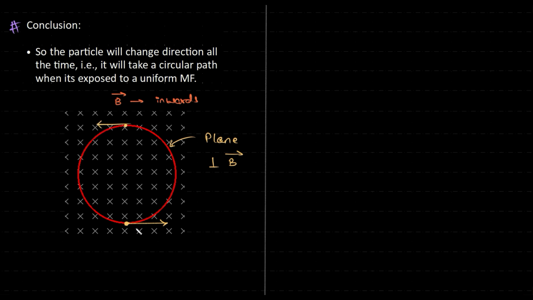So let's think about it. What happens over here? We have a charge moving to the right. As per our right hand rule, our thumb will be pointing in the direction of the velocity, and the magnetic field is inward, so your palm will be pointing upward. That will be your centripetal force, and the particle will take this circle.